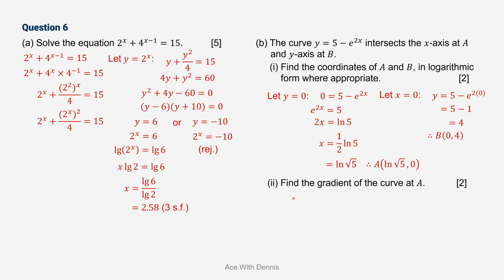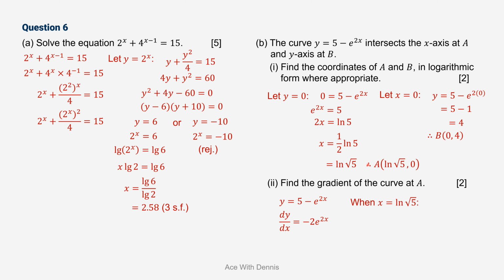2. Find the gradient of the curve at A. 2 marks. Okay, so when I see the word gradient for the curve, I know I need to differentiate because gradient of a curve is dy over dx. So given y equals 5 minus e to the power of 2x, then dy over dx will be negative 2 e to the power of 2x.